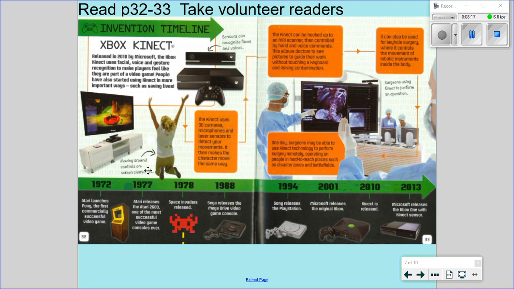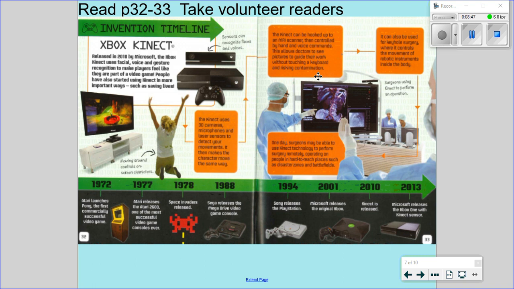Here we have moving around controls on-screen characters. The Kinect uses 3D cameras, microphones, and laser sensors to detect your movements. It then makes the character move the same way. The Kinect can be hooked up to an MRI scanner, then controlled by hand and voice commands. This allows doctors to see pictures to guide their work without touching a keyboard and risking contamination.